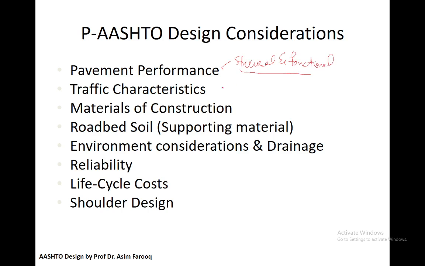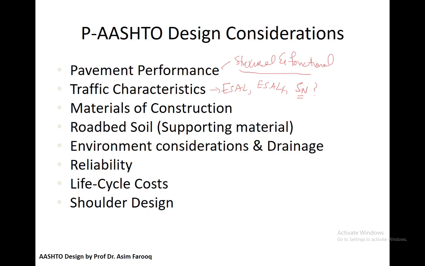The next one is traffic consideration. In AASHTO, traffic is considered in terms of ESAL, equivalent single axle load. At this stage we must assume the structural number, and we must check that the final SN is similar to the assumed one. If we have a higher structural number, it means we have a stronger pavement, and if we have a lower structural number, the pavement is less strong, or its life will be a little less as compared to the one whose structural number is higher.